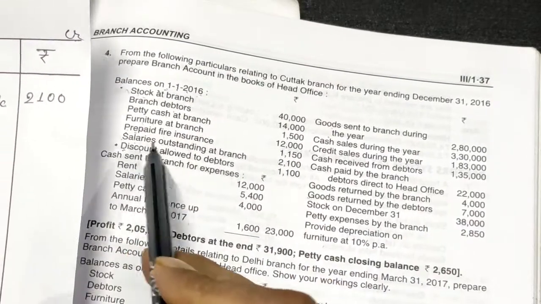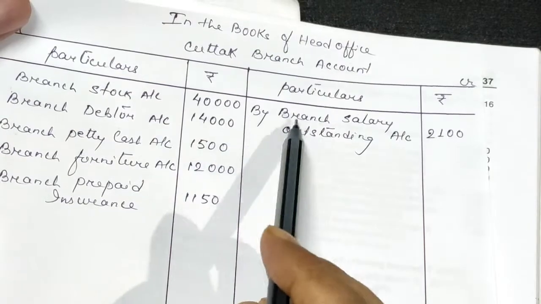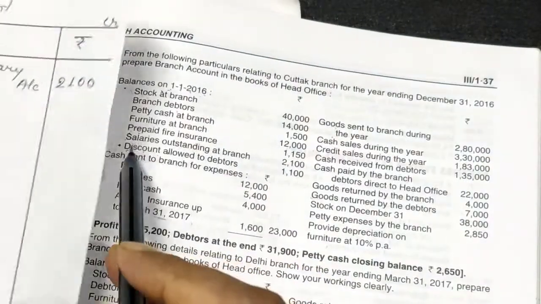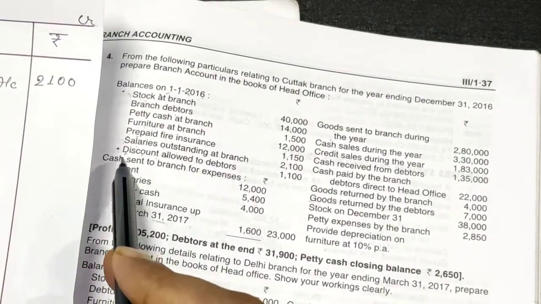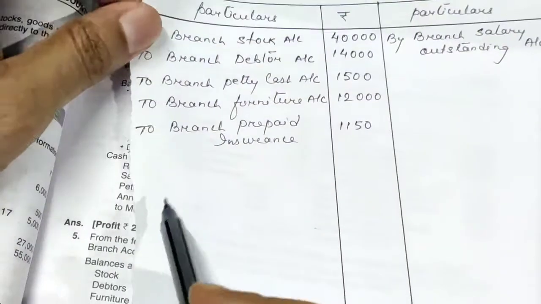Clear? Now salary is outstanding, it's a liability, so its opening balance will come in the credit side. I wrote here by branch salary outstanding account. Okay, clear? Then discount will not come. Now cash sent to branch for expenses, these are expenditures, it will be recorded in the debit side.